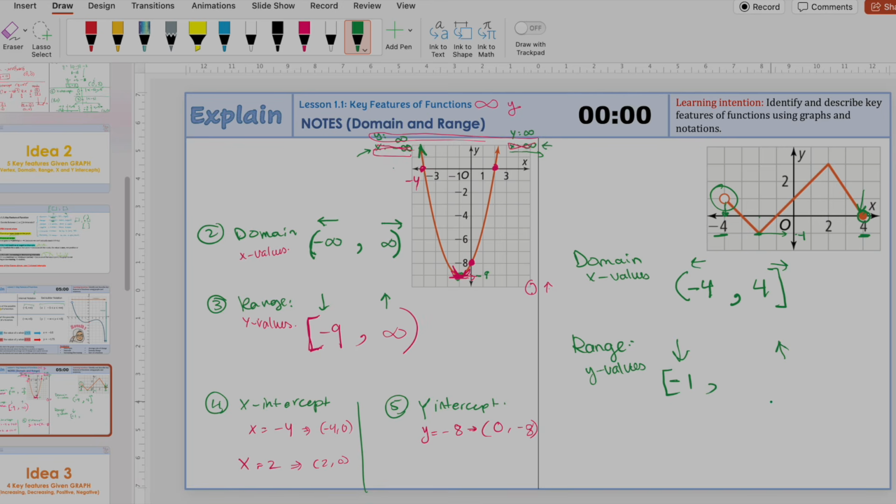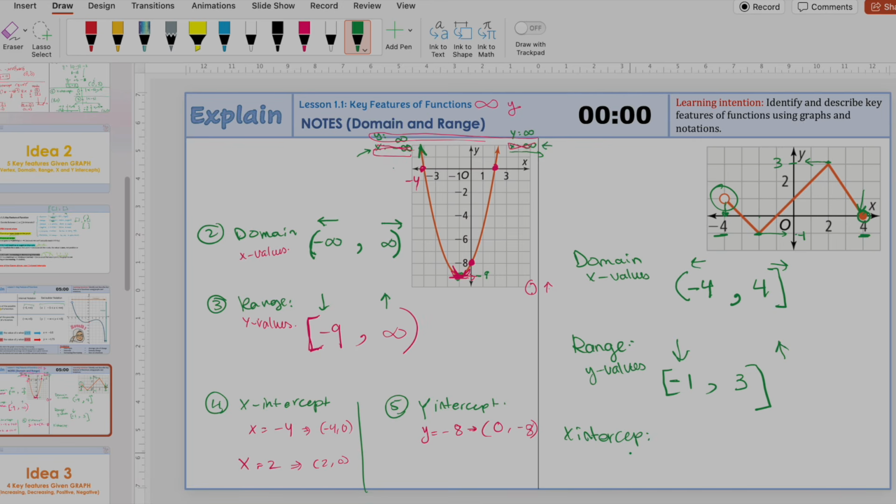Easy. Now what's the highest point in the whole graph? This one. Do I read the x value or the y value? I read the y because I'm talking about the range, which is 3. Is it an open circle? No. Is it an arrow? No. So close it.